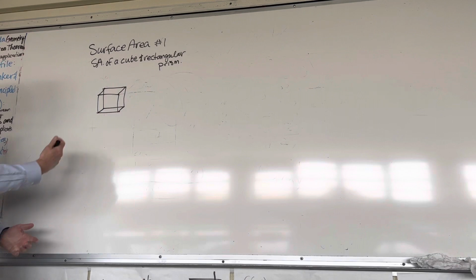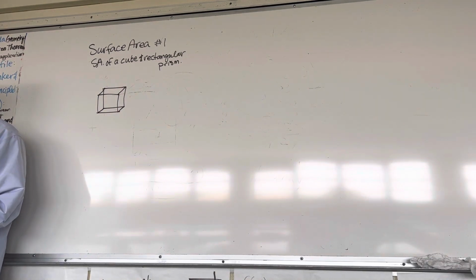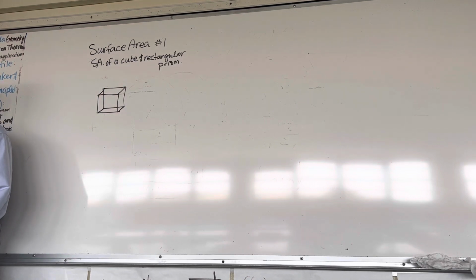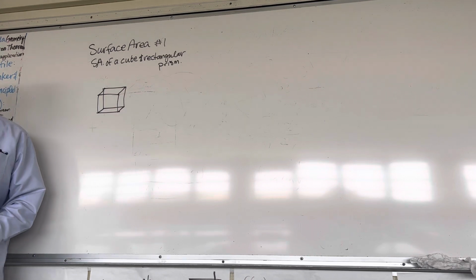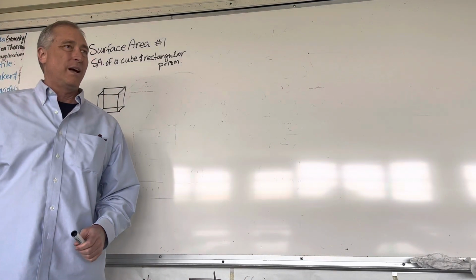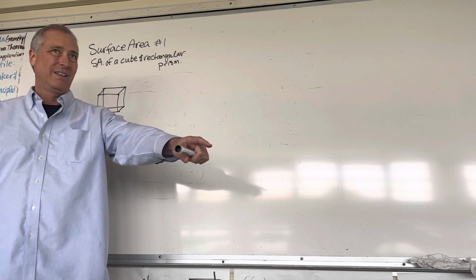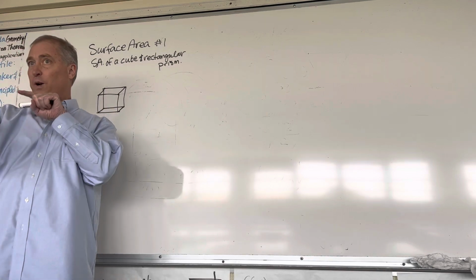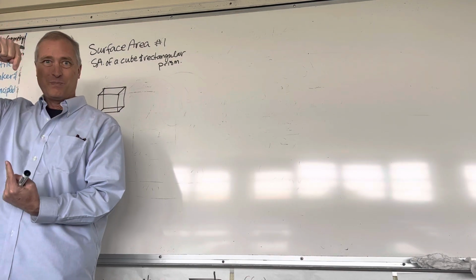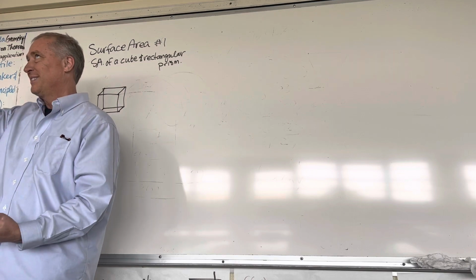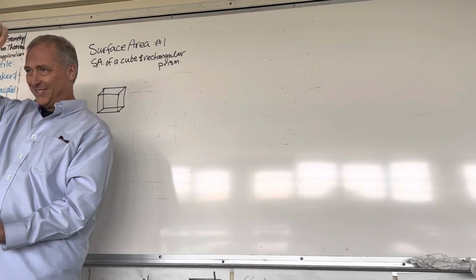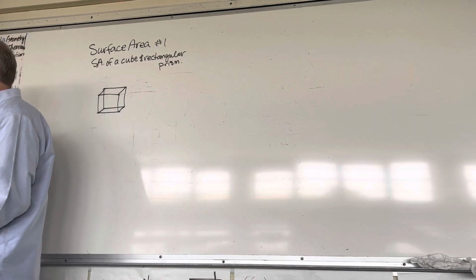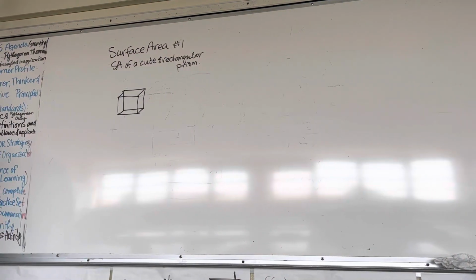So how many faces do you have on a cube? 6. How do you come up with that? Back, front, side, top, bottom. All the sides and the top. Fair enough? 2 sides, a front and a back, and a top and a bottom. 2, 4, 6. There you go. 6 of them. So we unfold them in what's called a net.